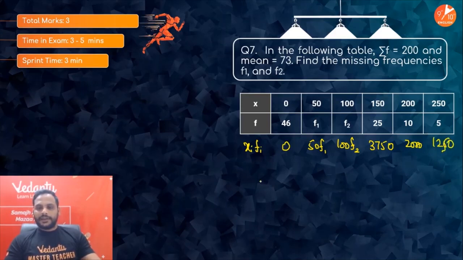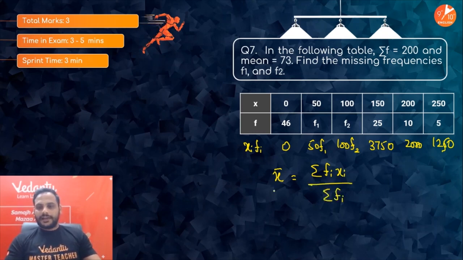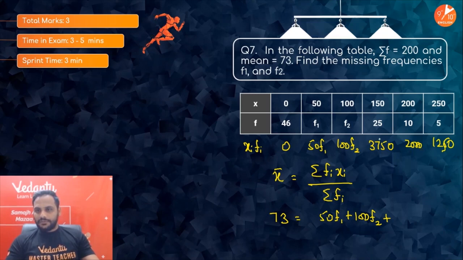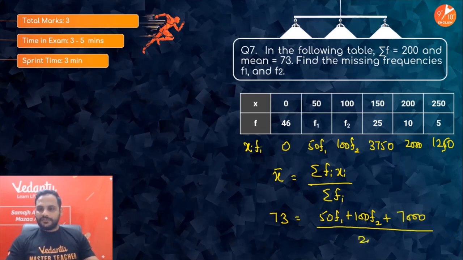All right, so I can say the mean is equal to sum of fi into xi divided by sum of fi. The mean is given as 73. Sum of fi into xi will be 50 f1 plus 100 f2 plus 3750 plus 3000 plus 2000 will be 5000, plus 1000, 6000. 750 plus 250 is again 1000. So 3 plus 2 is 5, plus 6 and 7, so 7000, divided by sum of the frequencies, which is given as 200.